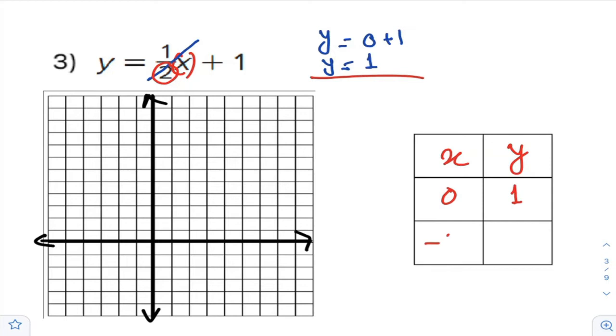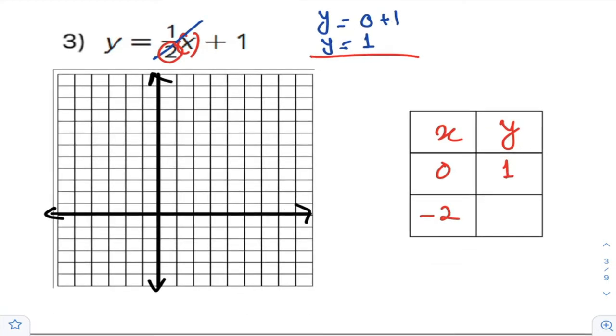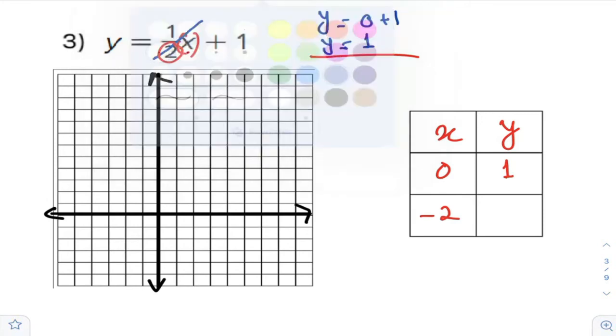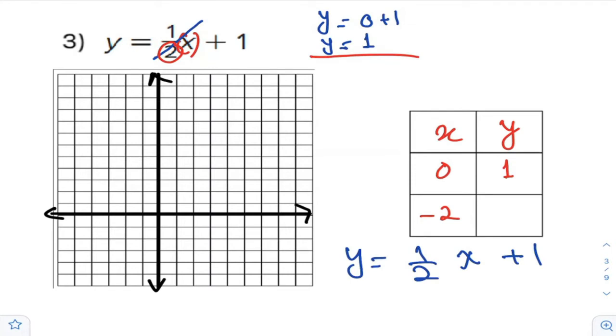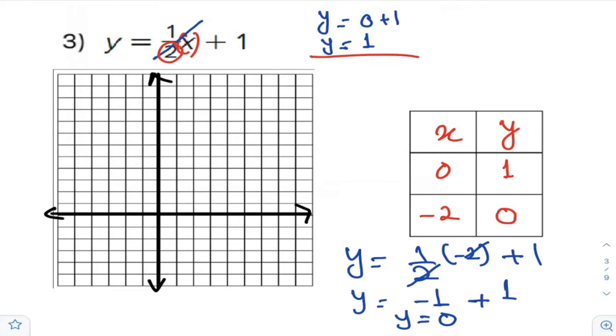Let's choose negative 2. What will happen? I will replace, this is the original equation, y equals half times x plus 1. I will replace this x by negative 2. So what will happen? 2 will cancel with 2. And 1 times negative 1 is negative 1. Negative 1 plus 1 is 0. So if x is negative 2, then y is 0. I will copy it here.